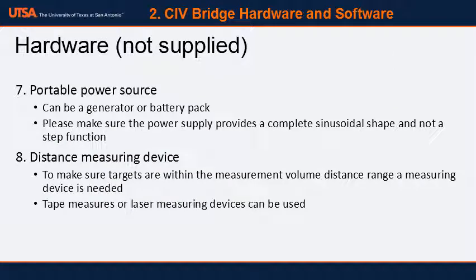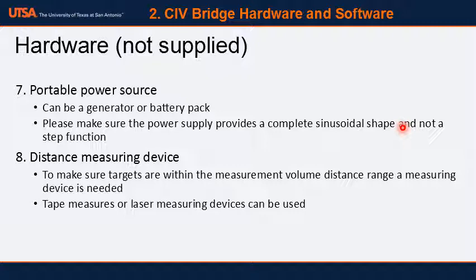Hardware that is not supplied but is necessary is a portable power source. We do not provide a portable power source for the field, so it is your responsibility to bring one out. It can be a generator or battery pack. Just make sure that the power supply is not one of those square, jagged alternating power supplies. It should provide a complete sinusoidal shape, not step functions. The cameras and the laptop will use very little power, so you don't need a very big power supply for them.